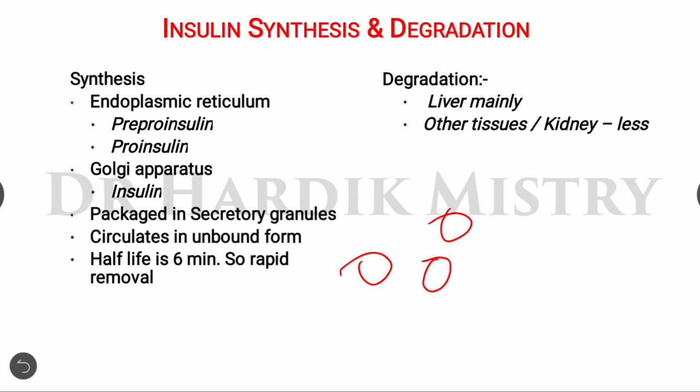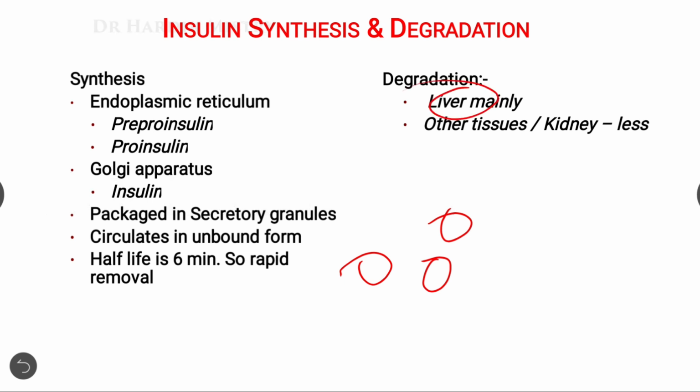You already know that it circulates in unbound form. Half-life is 6 minutes, so there is rapid removal and degradation. The liver is the main site of degradation of insulin. Other tissues, for example the kidney, degrade a relatively smaller amount of insulin, but the main degradation takes place in the liver.